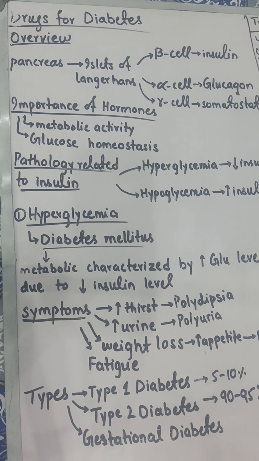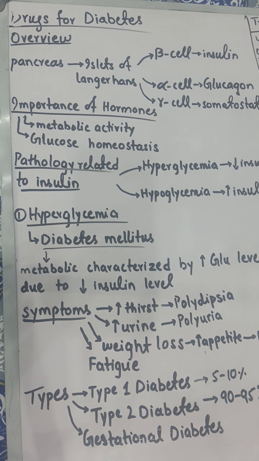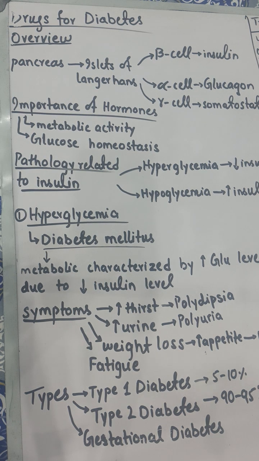In this video we are going to start the drugs for diabetes. So let's discuss some overview, and after that we will discuss diabetes. Why is diabetes occurring? It is occurring due to a decrease in the production of insulin. So let's discuss how insulin is produced.